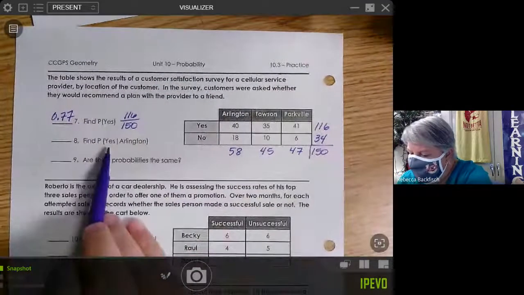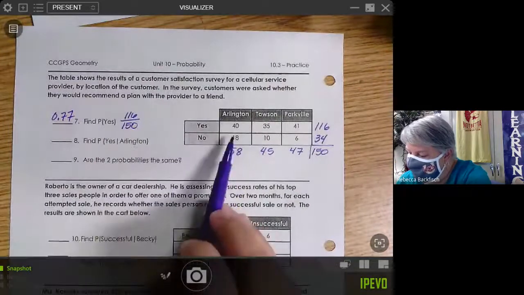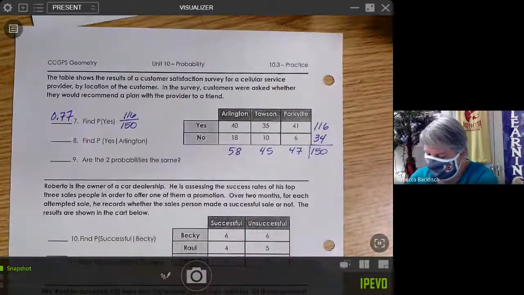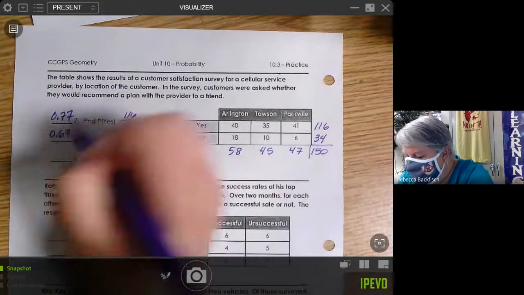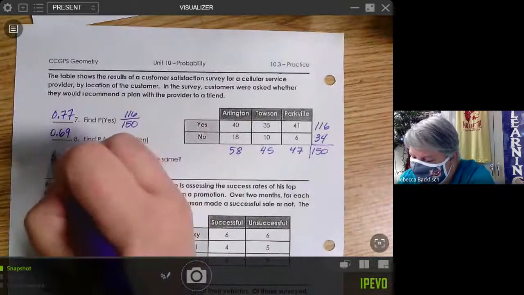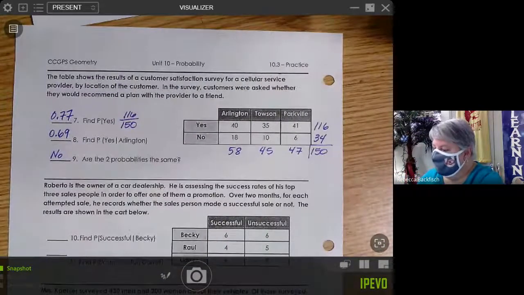Find the probability they said yes, given that they live in Arlington. Okay, so that's 40 out of 58. Are the two probabilities the same? That's a big no. Questions there?